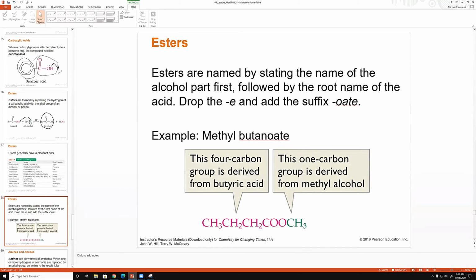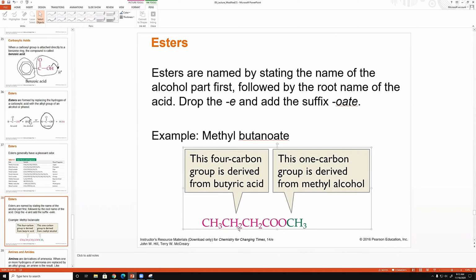We're not going to worry about the naming of esters, but if you have the -oate ending, like butanoate, that means you have an ester in it. So methyl butanoate means you have butane, where 3 of the 4 carbons are on one side, then you have the ester group, and then you have the remaining 4th carbon. You could have dimethyl propanoate, or dimethyl butanoate.